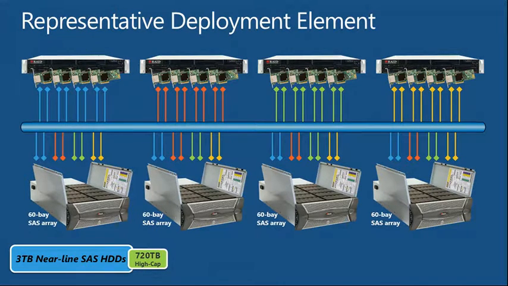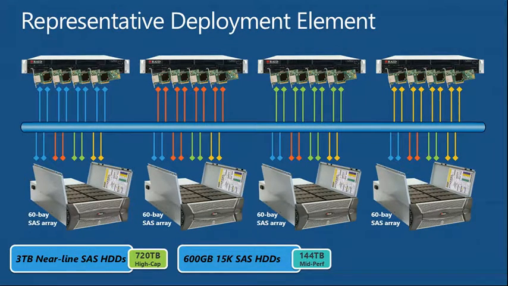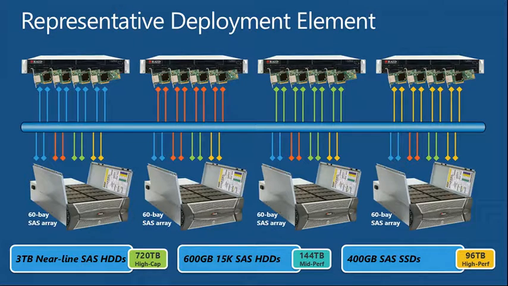If I instead decided to go a different route for going faster, potentially, I could go with 600 gig 15K drives. You're looking at 144 terabytes of storage space for mid-level performance. And then you could finally go down to the creme de la creme, solid-state drives, 400 gig solid-state drives for 96 terabytes of extremely high performance. What I could do with that. I'd love to have that. Unfortunately, I have a laptop to demo this on.